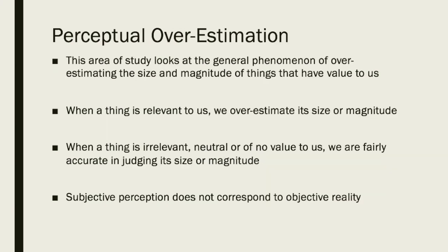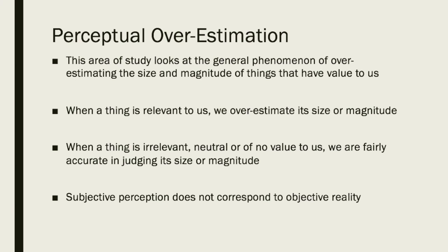This is so fascinating. As I said, psychologists have found that when a thing is relevant or meaningful to us, we tend to slightly overestimate its size or its magnitude. But when a thing is irrelevant, neutral, or of no value to us, we tend to be pretty accurate in estimating its size. This is such a strange phenomenon, but it has been replicated in a number of experiments over decades. The conclusion is generally the same. Subjective perception does not correspond to objective reality.